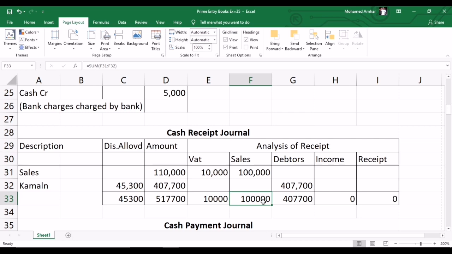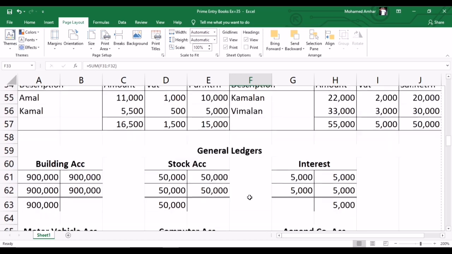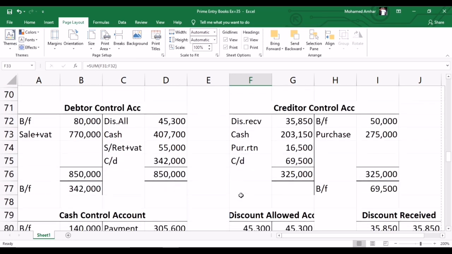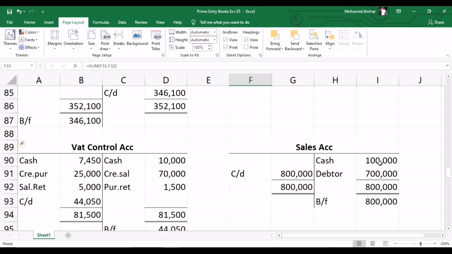Sales should be credited 100,000. So open a sales account. Sales account credit 100,000. Narration cash.